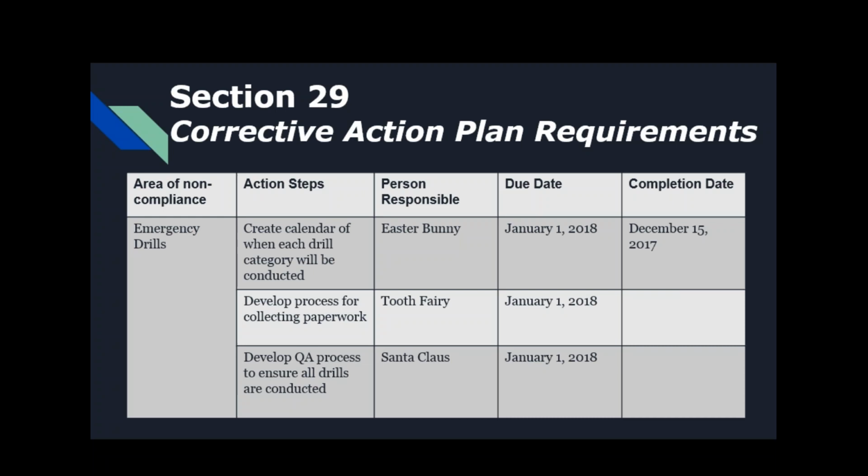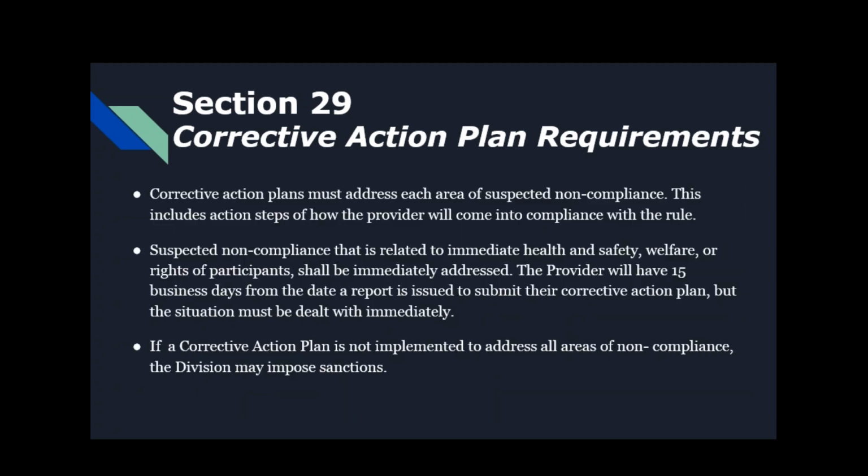So the area of non-compliance is emergency drills. The action steps are: create a calendar of when each drill category will be conducted, develop a process for collecting paperwork, and develop a quality assurance process to ensure all drills are conducted. If you look to the right-hand column, person responsible, it indicates who is responsible for each action step. Again to the right is the due date for each action step, and then the completion date for the entire corrective action plan.